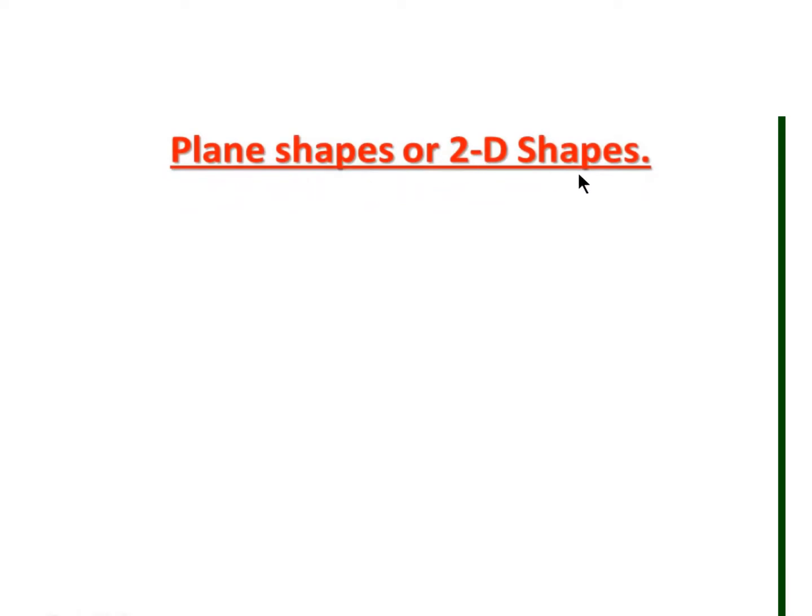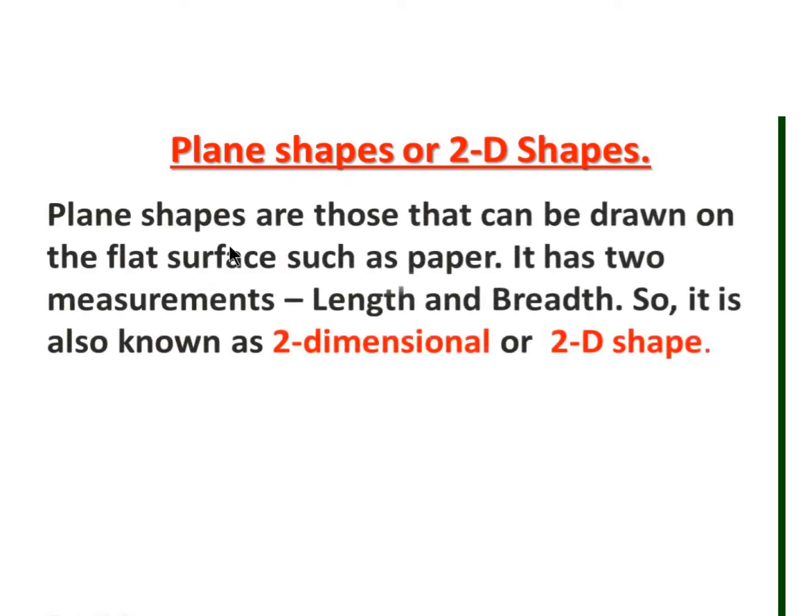Plane shapes or 2D shapes. 2D shapes can also be called plane shapes or two-dimensional shapes. First of all, we will understand what a plane is. Plane shapes are those that can be drawn on a flat surface such as paper. They have two measurements, length and breadth. So they are also known as two-dimensional or 2D shapes.